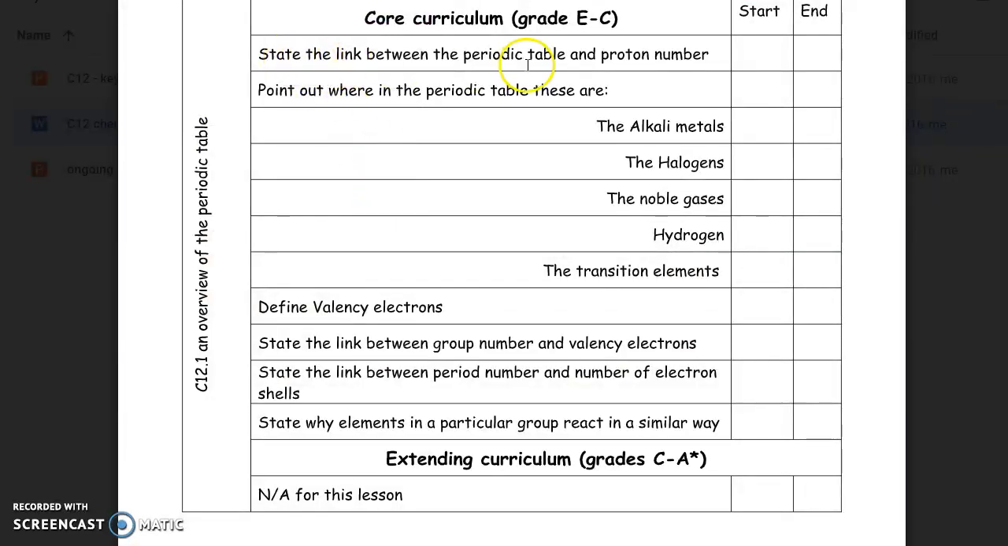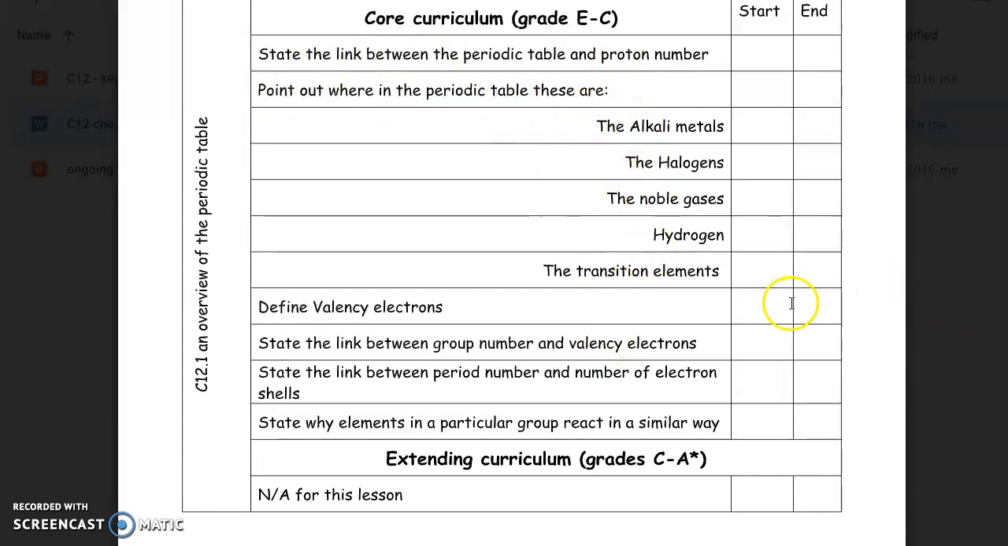So the link between the periodic table and proton number is that as we move across periods, the proton number increases, or they're ordered in increasing proton number. You need to be able to say where all of the following things are on the periodic table.